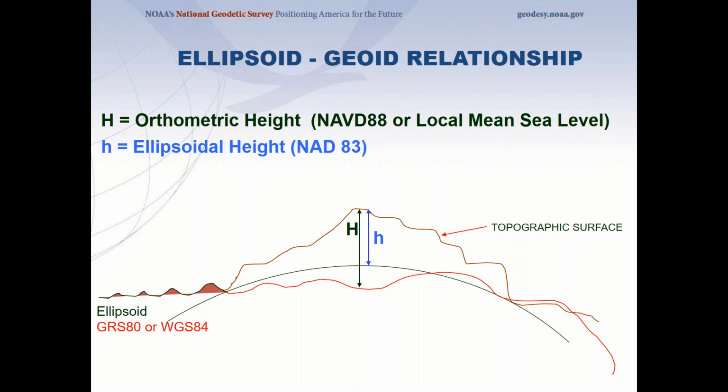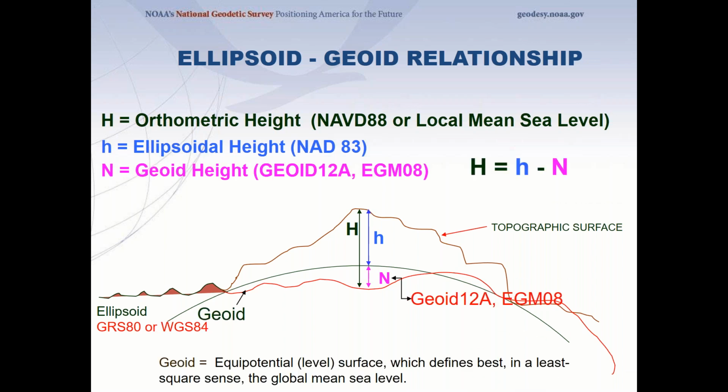So we know the ellipsoidal height. From GPS, we get latitude, longitude, and ellipsoidal height. We know that value. But we don't know the geoid height. The geoid height is the equipotential level surface which best defines, in a least squares sense, the global mean sea level. This is global mean sea level. This is not local mean sea level.